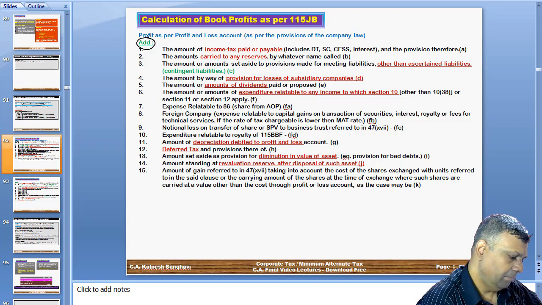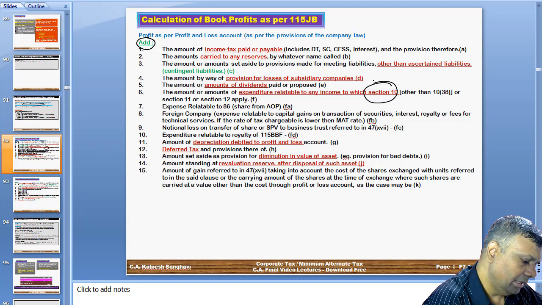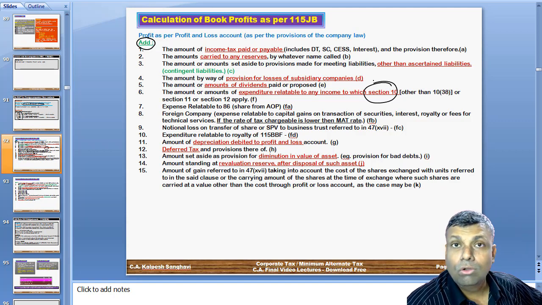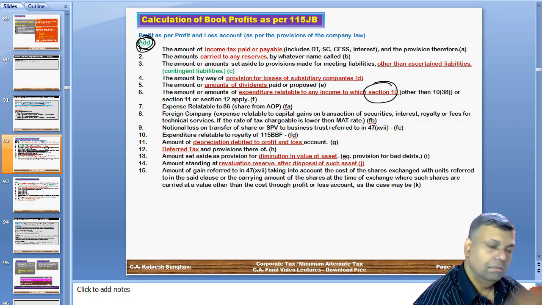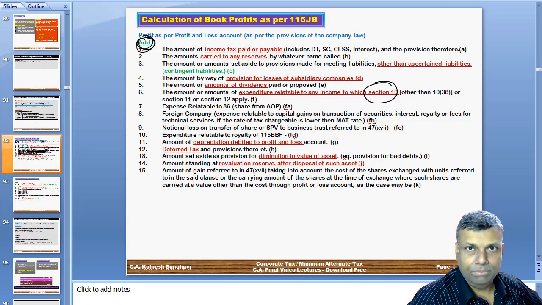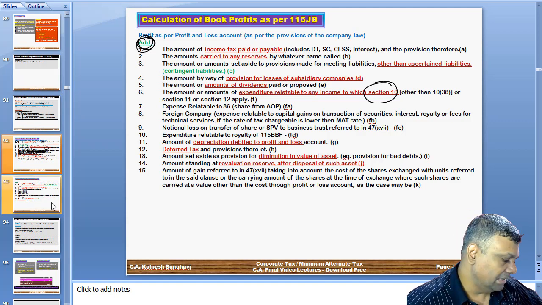Add adjustments. Okay. Expenditure relatable to section 10. So all the expenditure are added. The title is add. And in the less also, the same type of entry is there. Most of the style of the drafting is the same only. The relevant expense and the relevant incomes.